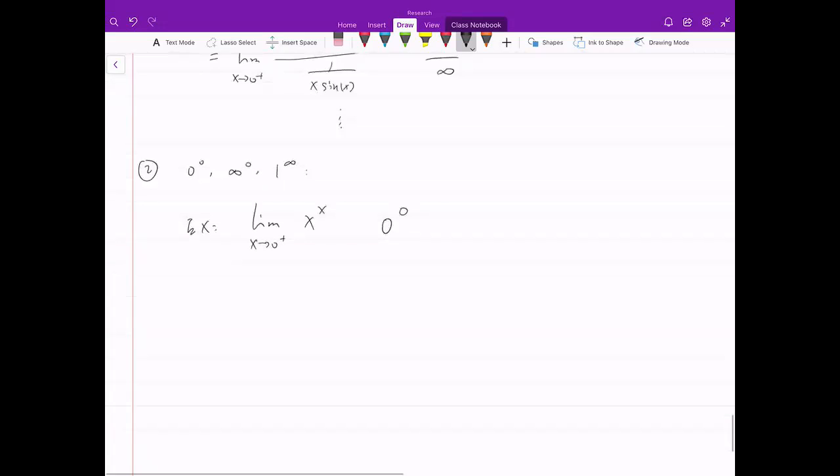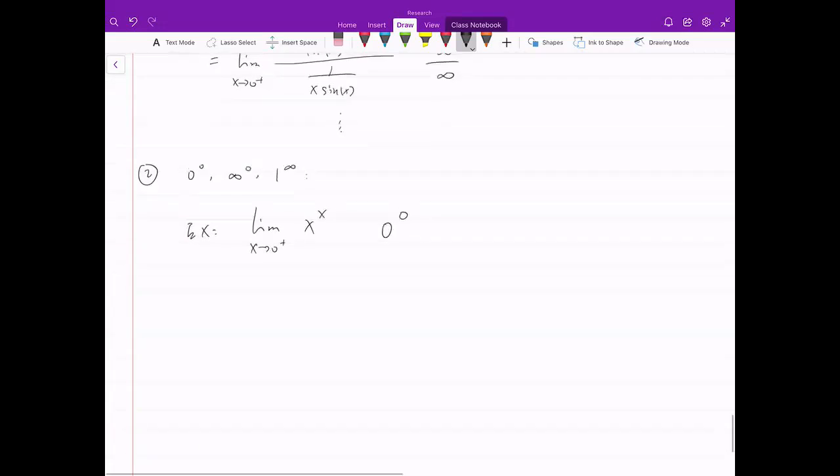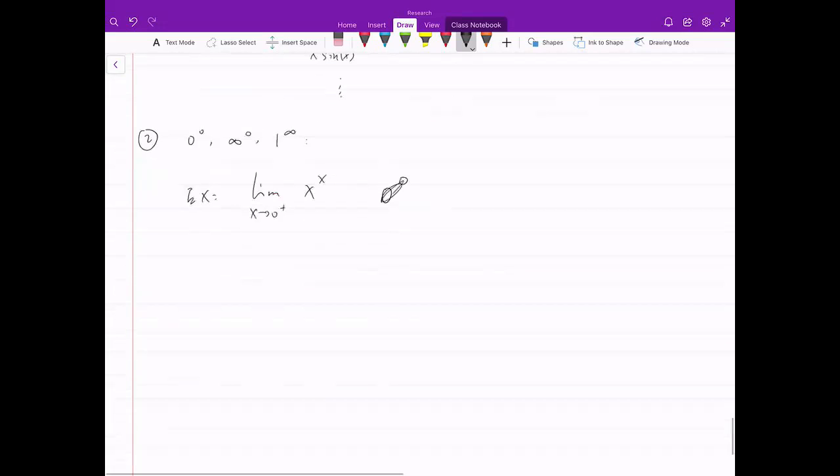Just as we said, this is indeterminate. Why? Let's take x to be very small. Okay. Like we said, anything to the 0 should be 1. Meanwhile, 0 to the anything should be 0. This one is right on the edge. It's not 0. It's a little bit bigger than 0. So you don't know which one to take. Okay. That's why it's indeterminate.